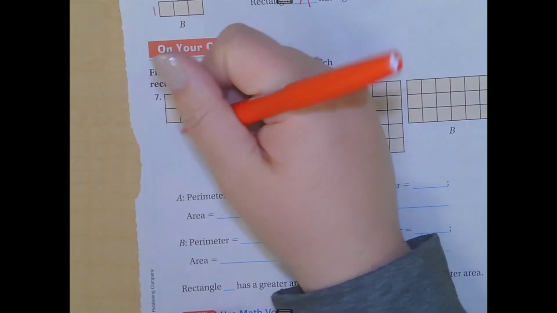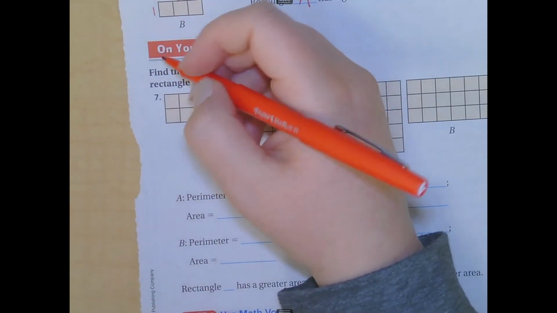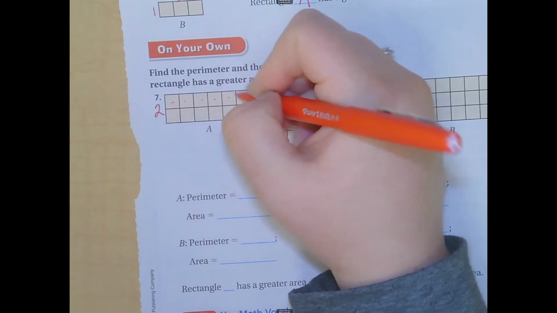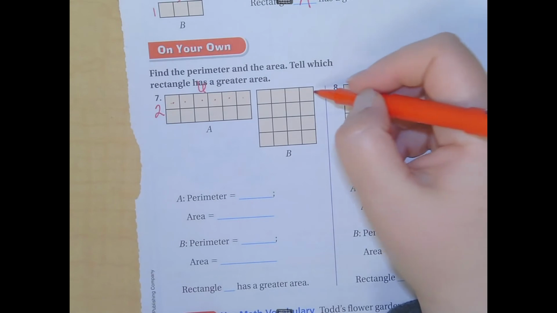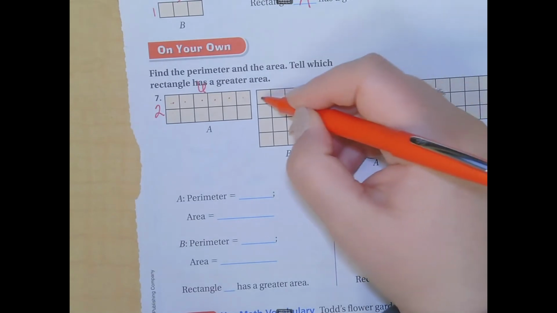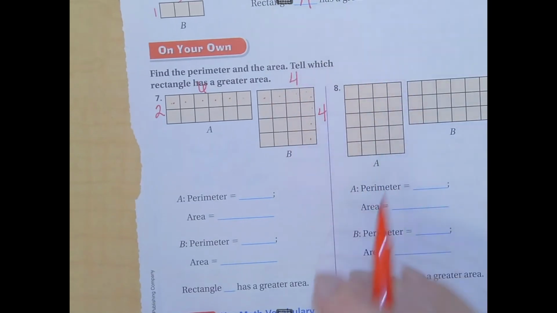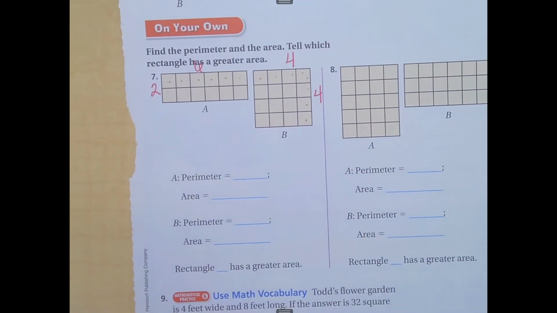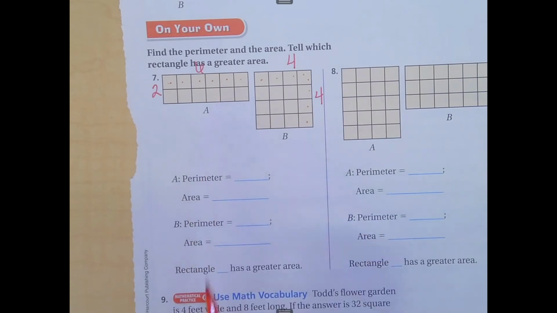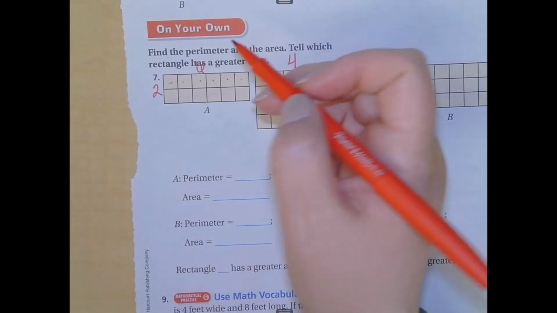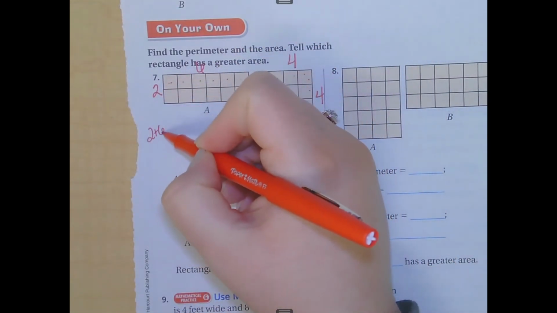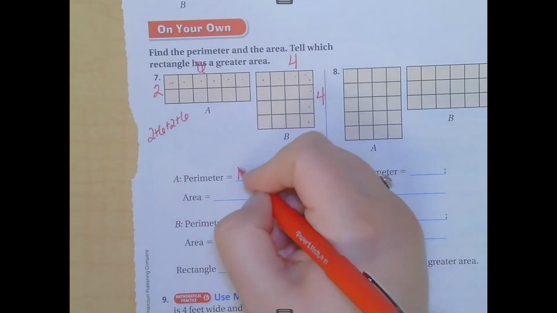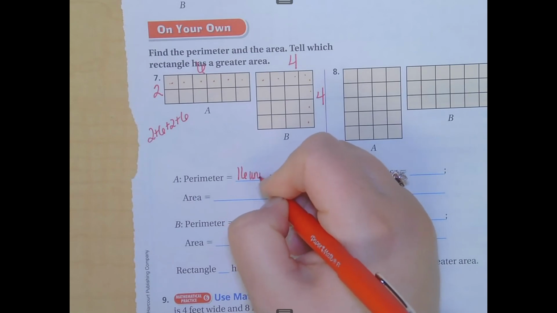So first thing I'm going to do, because I'm a good mathematician, is label my rectangles. So I have 2 rows of 1, 2, 3, 4, 5, 6. And I have 1, 2, 3, 4 rows of 1, 2, 3, 4. Ooh, perfect square. There's something I know about perfect squares. You do too. Here we go. So rectangle A, the perimeter would be 2 plus 6 plus 2 plus 6. So 8 and 8, it's 16 units.